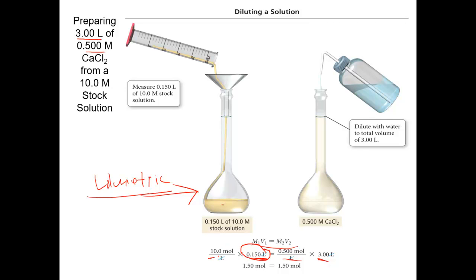solution. I call this stock solution, it's the stuff I have in my stock room that is concentrated that I can dilute. Okay, so if you wanted to find out what that volume was, you just rearrange this equation and it'd be M2V2 over M1. So you add that and then you fill it up to the line with water.